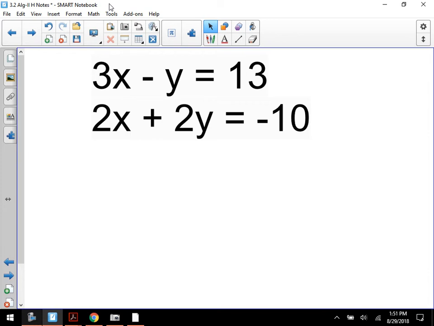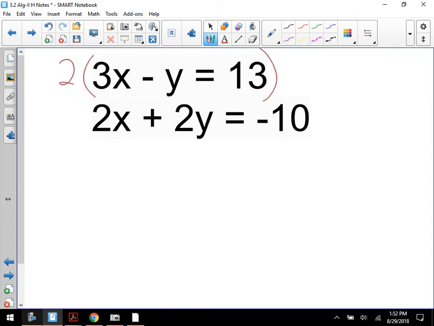Now, when I see this, I would probably do that. I would multiply this whole top equation by 2, which means I have to multiply all parts by 2. And then I'm going to rewrite it below the other equation. And I'm going to get 6x minus 2y equals 26. I have the same coefficients now for the y's, don't I? I have opposite signs, don't I? Same coefficient, different signs. What do I do to get rid of them?